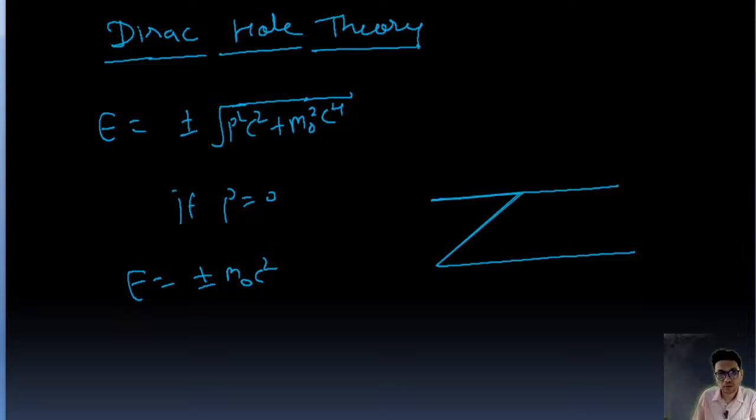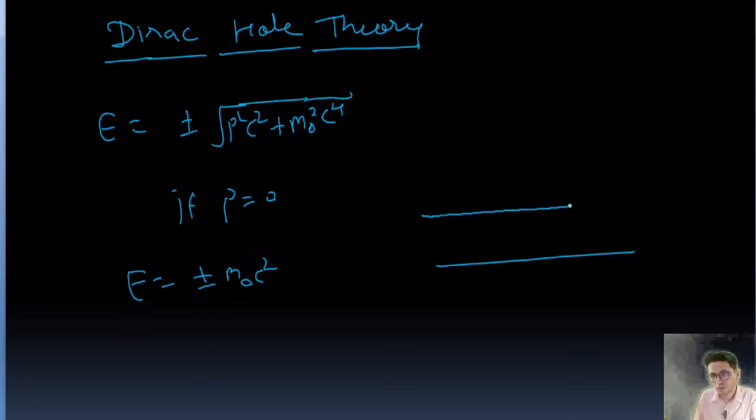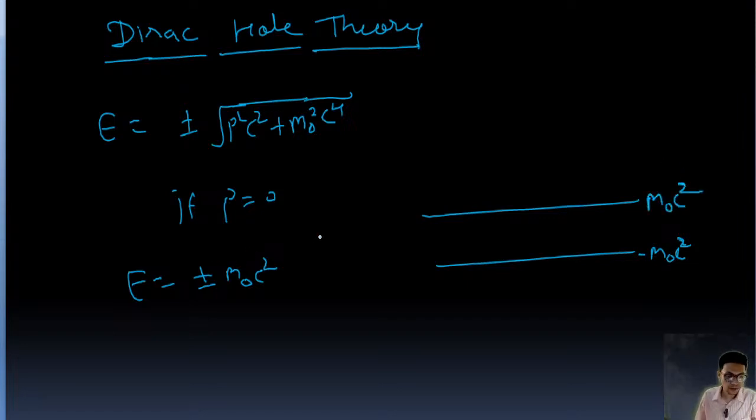This energy is minus m naught c square, and this energy is plus m naught c square, and the E values are these. Okay, so now I will write the Dirac Hamiltonian and the Dirac equation.